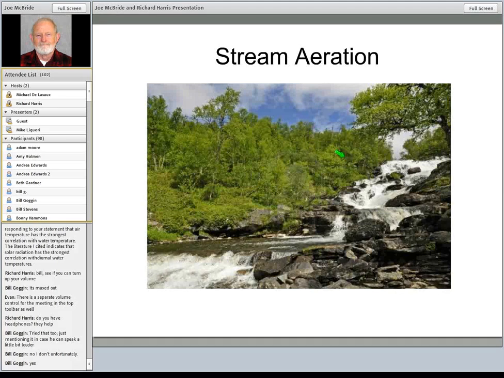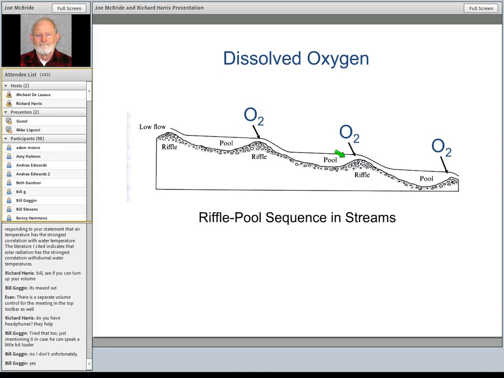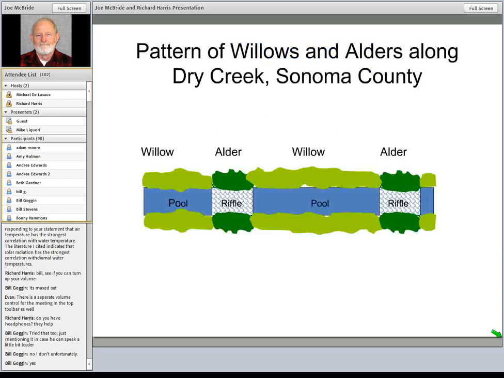And aeration in the stream, of course, occurs when we have rapids or ripples in which oxygen can mix with the stream water itself and get incorporated into that stream water. This occurs, of course, in the riffle sections of streams where oxygen readily enters into the stream water.